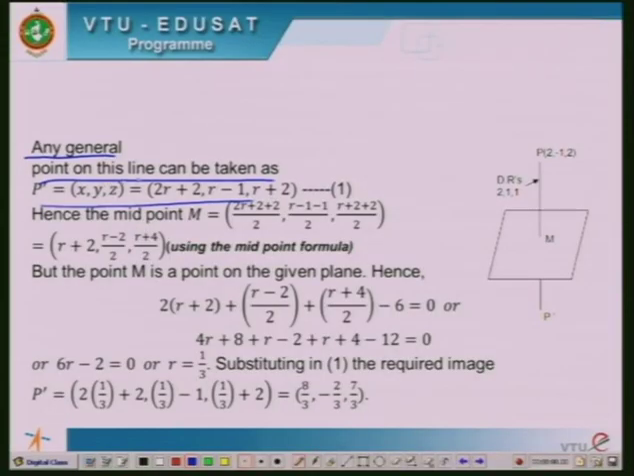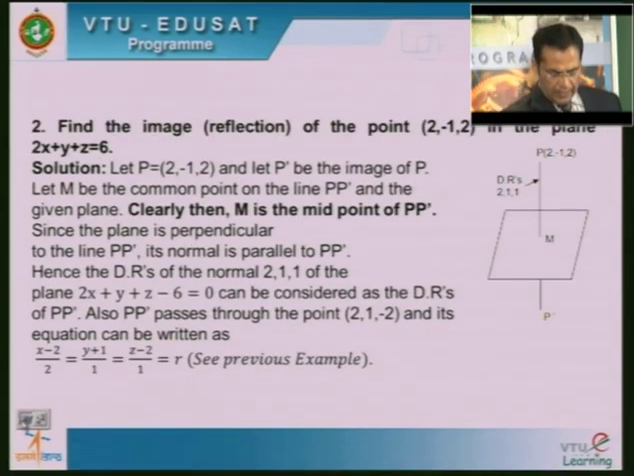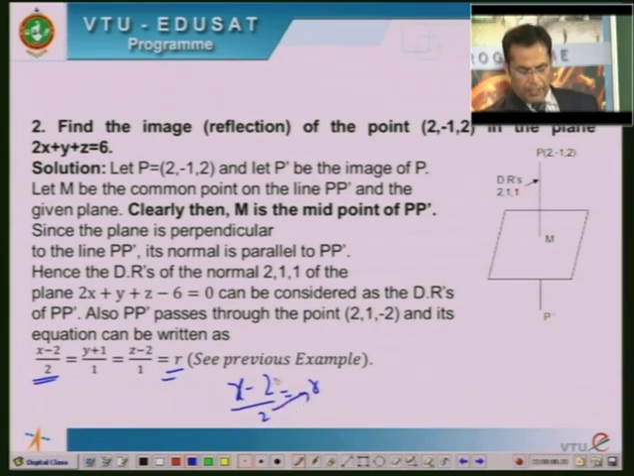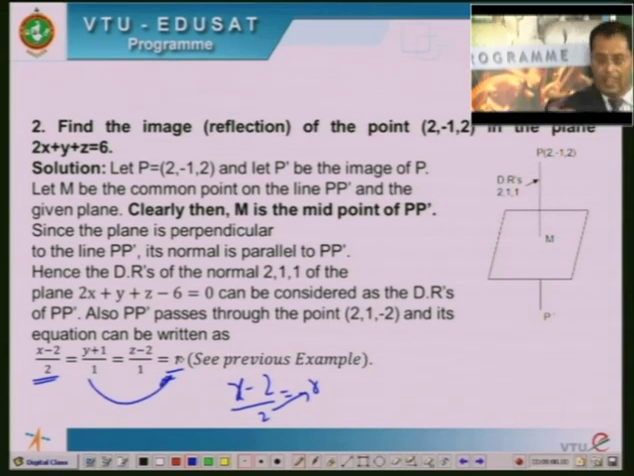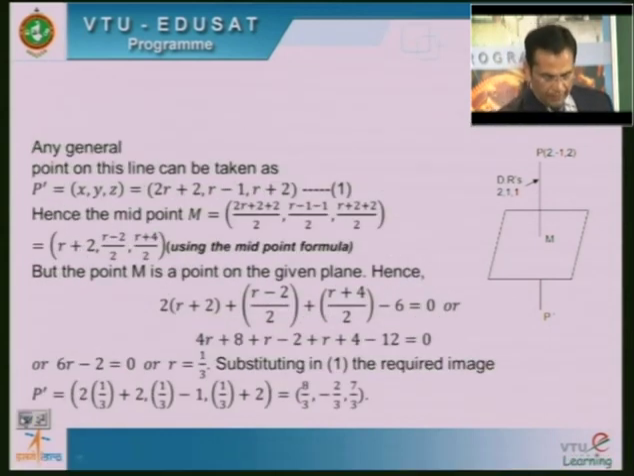So any point on this line can be taken as (x, y, z) equal to, how to go about this? The same formula again. From this ratio, equating this to r, you get (x - 2)/2 = r, cross multiplication gives x - 2 = 2r, or x = 2r + 2. Again y + 1 = r, on cross multiplication you get y + 1 = 1 into r, or y = r - 1, and (z - 2)/1 = r gives z - 2 = r, or z = r + 2. So this will give you any general point on the line, so that you can see here.